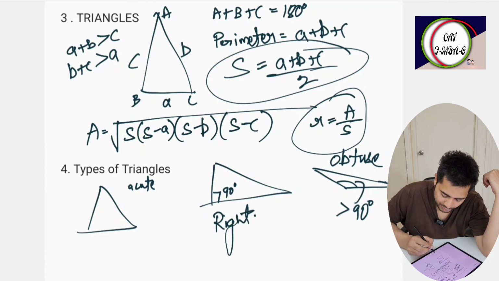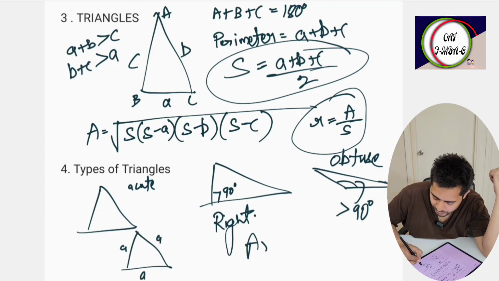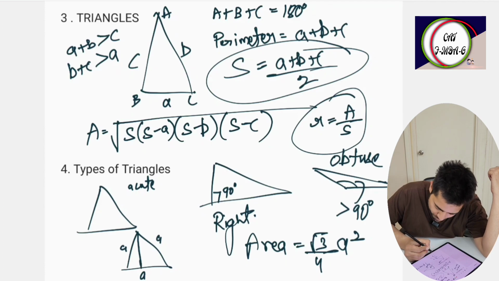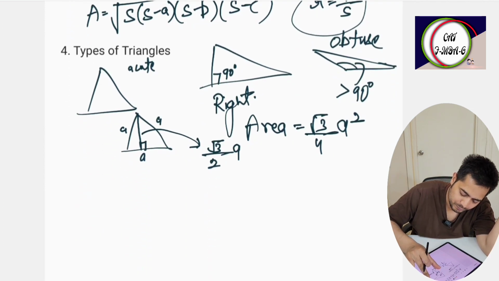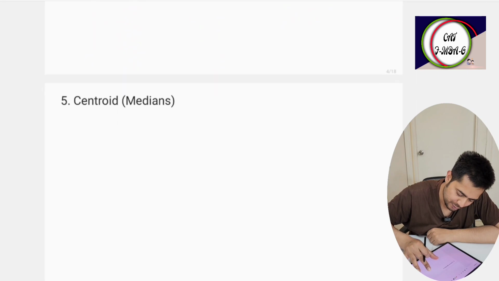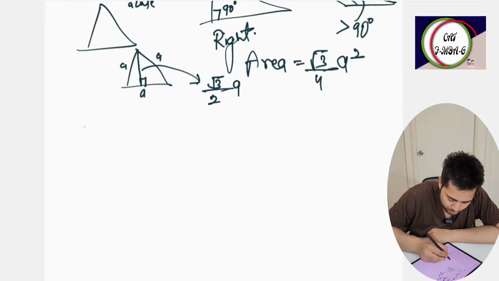If all the sides are equal, then it is an equilateral triangle. The area of an equilateral triangle is given as root 3 by 4 A square. Remember this. The altitude of an equilateral triangle is given as root 3 by 2 A. Okay, so these are the basics. Let's see what I have prepared for you. Before going to the centroid, I will also teach you.